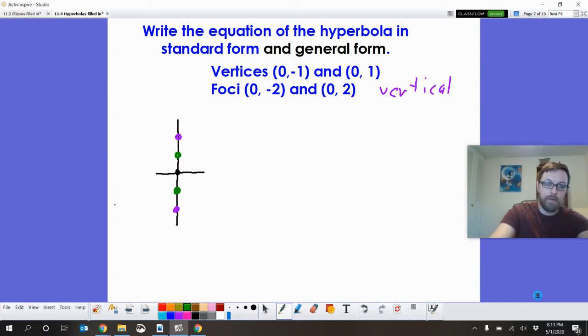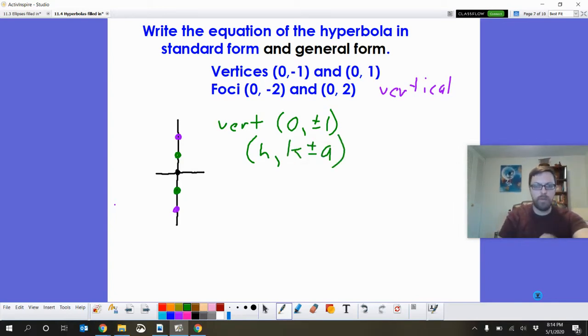And because of that, I can figure out what's going on with my vertices. My vertices are at 0, plus or minus 1. And I know my formula for a vertex is H, K plus or minus A. So my H is 0. And then we've got K plus or minus A equals 1. That's not quite enough information. So plus or minus 1 equals K plus or minus A. There's a couple ways I could do that, so I don't quite know. I think I should check something else.